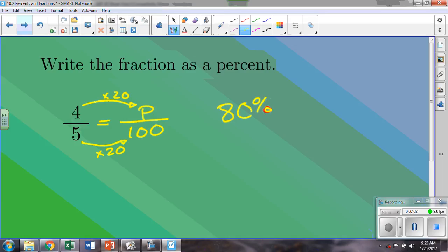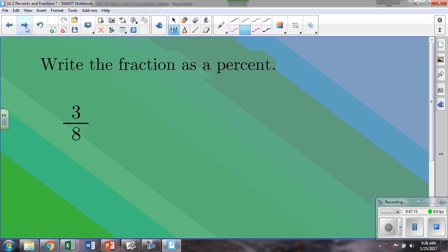I will admit, I prefer this method because there's so little writing. Some students prefer this one, some students prefer cross multiplying. You get to choose which one you want to do. What about 3 over 8? 3 over 8 is some percent out of 100. Which way do you want to do it?